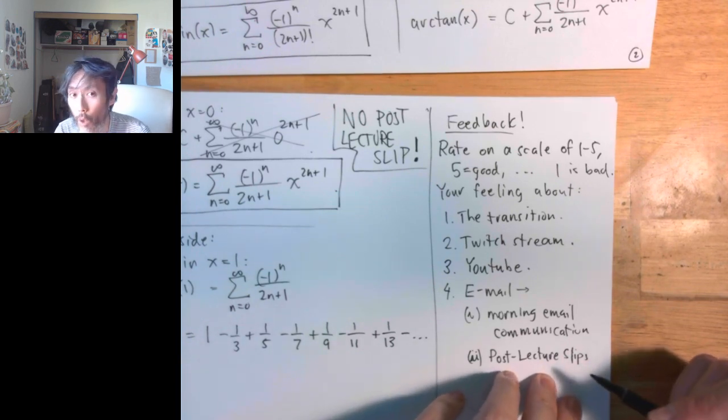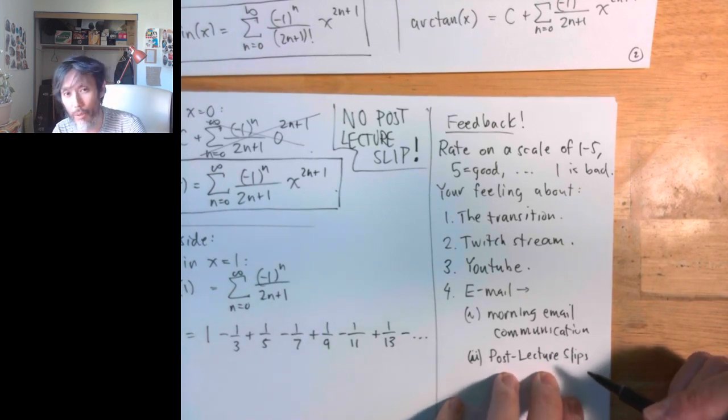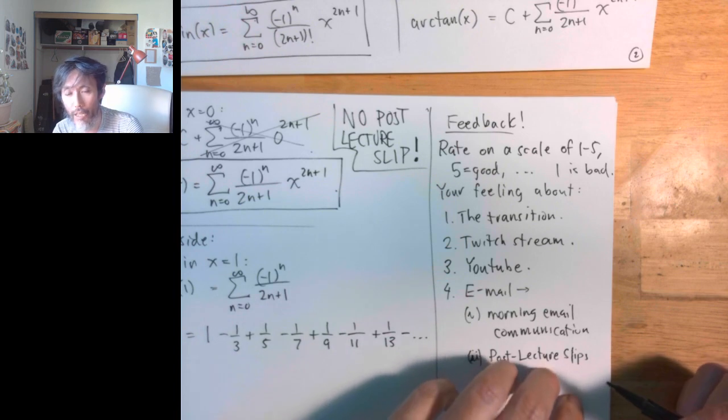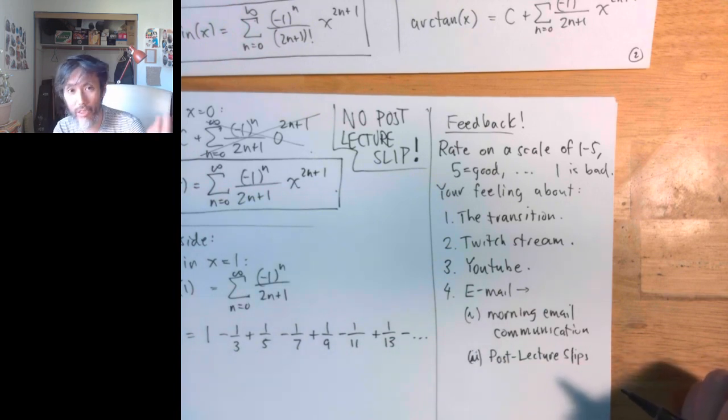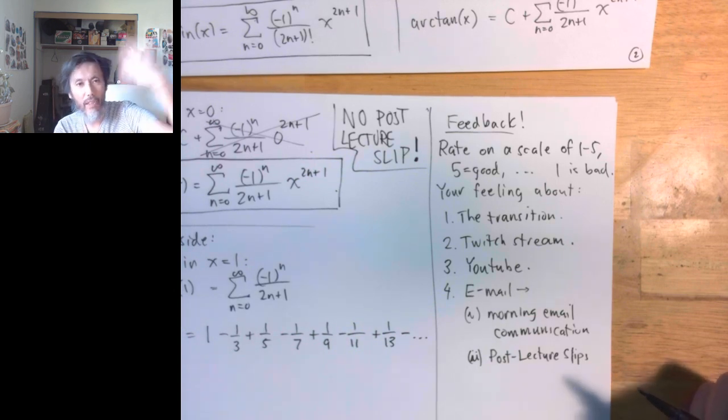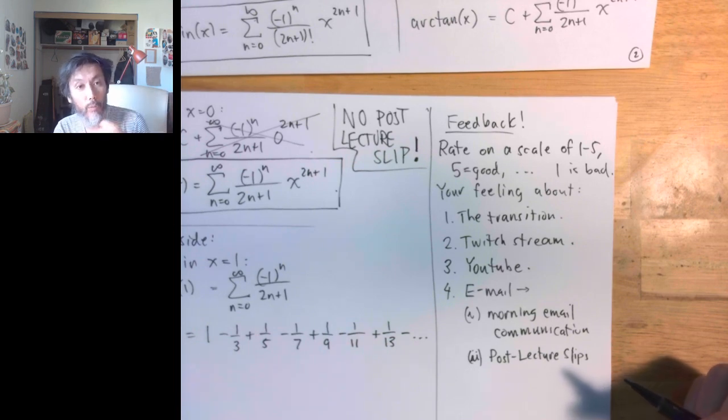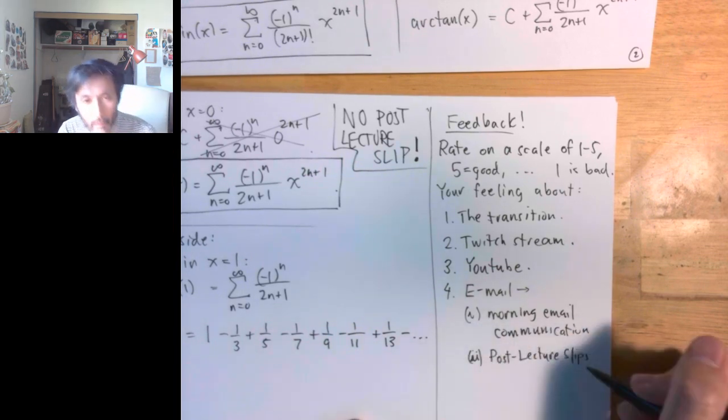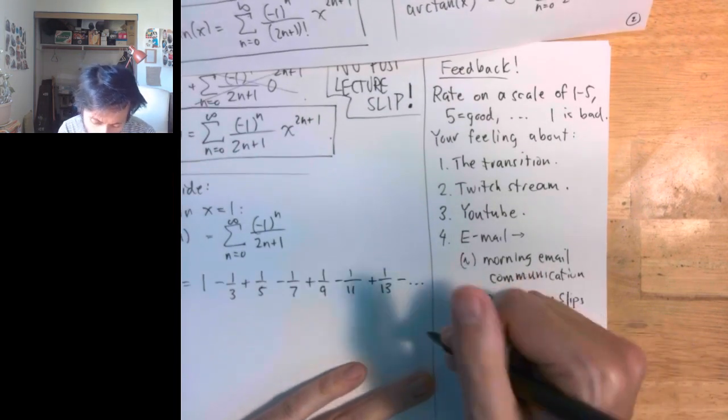But it was a lot of work. Holy shit, it was a lot of work for me, because I replied to literally 100 emails. 50 emails come in from you guys, but then if you do something wrong, I'll correct you, and then there's a back and forth, which I really like, but it's a lot of work to stay on top of it all. Yeah. So tell me how you like those post-lecture slips.